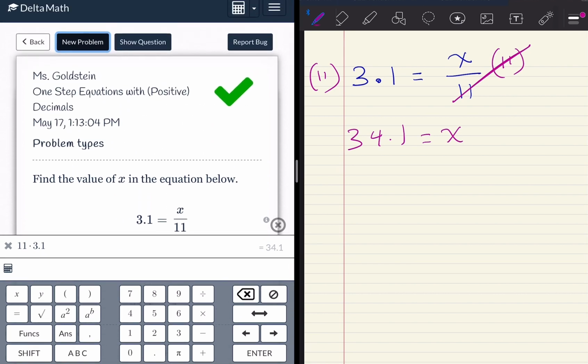So these are the 2 types of sections we're going to do today. There's 5 correct problems required. And again, let me know if you need any help.